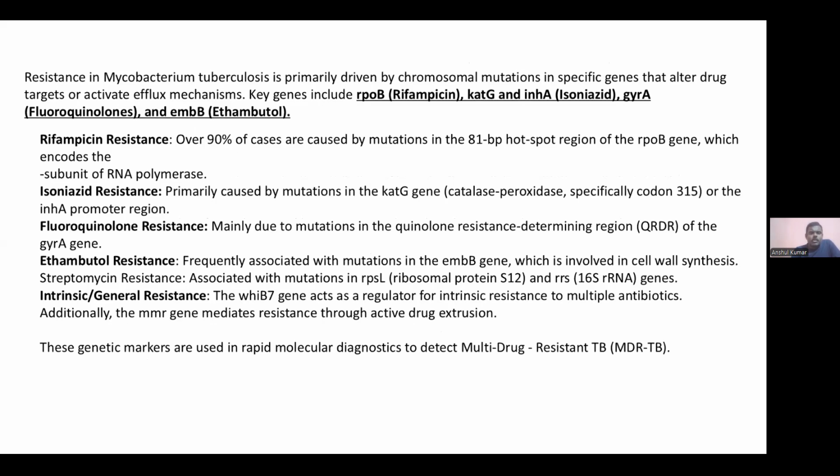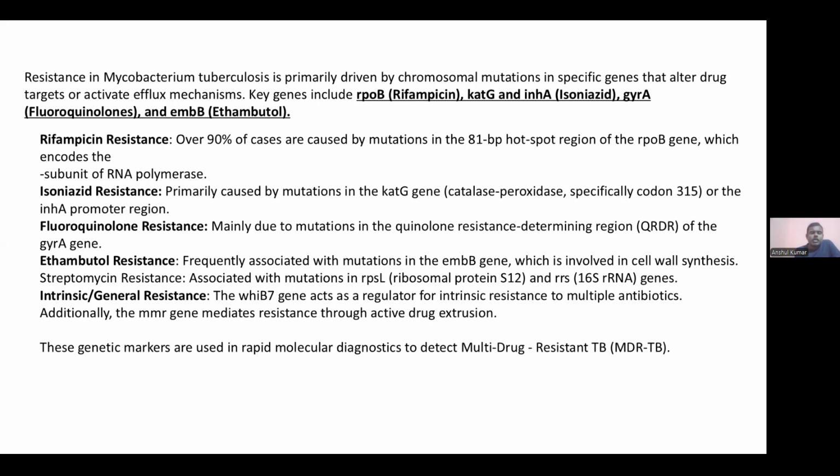Resistance in Mycobacterium tuberculosis is primarily driven by chromosomal mutations in specific genes that alter drug targets or activate efflux mechanisms. Key genes include rpoB for rifampicin, katG and inhA for isoniazid, gyrA for fluoroquinolones and embB for ethambutol. In rifampicin resistance, over 90% of cases are caused by mutations in the 81 base pair hotspot region of the rpoB gene, which encodes the beta subunit of RNA polymerase. So here, one of the most important is rifampicin resistance.